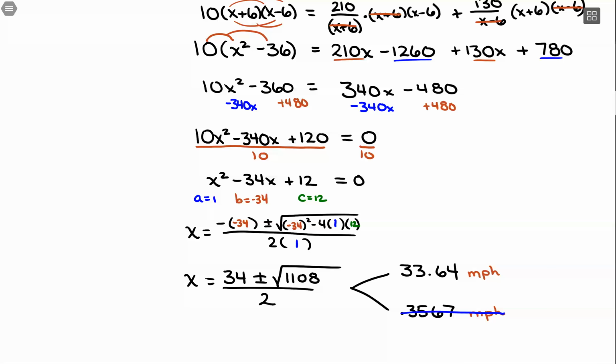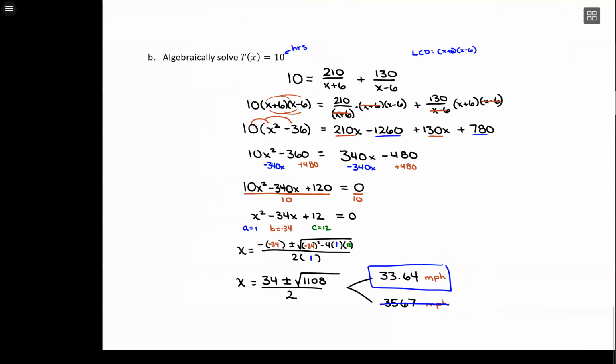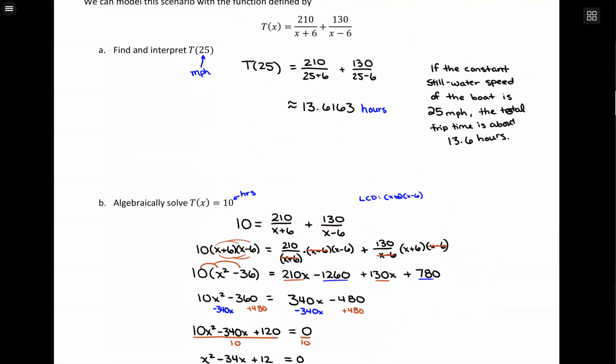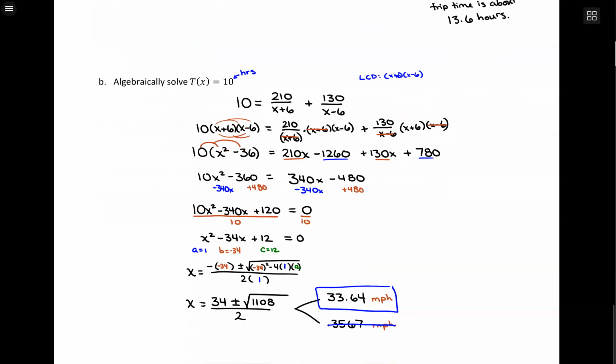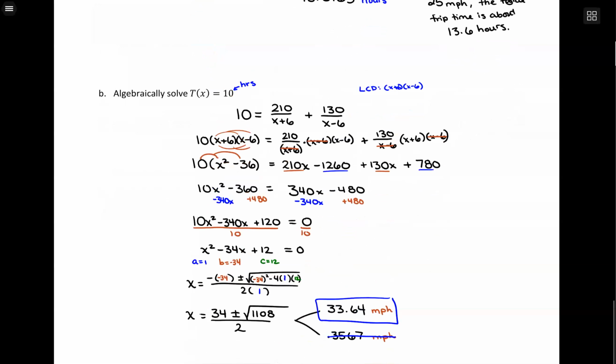So that doesn't work. But this 33.64 miles per hour makes sense, especially after what we found in our last example of 25 miles per hour takes about 14 hours. So decreasing that time a bit means a slightly faster speed. So those relate well to each other.